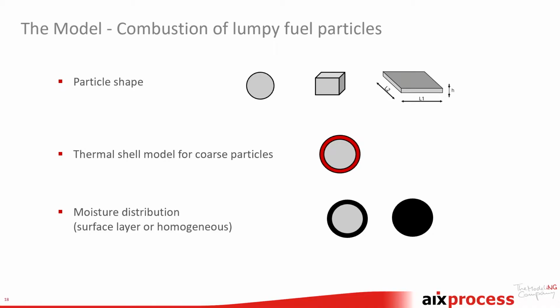But we also have to consider particle shape, and since we also have quite large fuel particles, we have to consider a thermal shell model for these coarse particles, because assuming that the temperature is the same within the particle for these large particles does not give the right answers. So we have implemented a thermal shell, so only the outer shell of the particle reaches the temperatures within the calciner and is considered for the reaction. And we also have to look at the moisture distribution within the particle. Is it only on the surface, or is it homogeneously distributed within the particle?